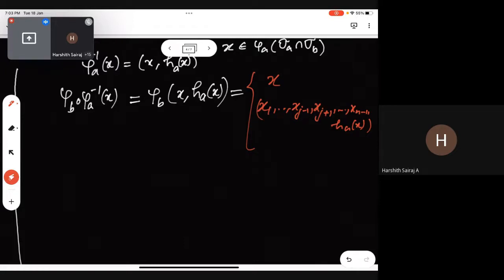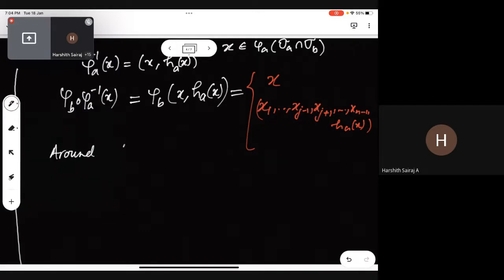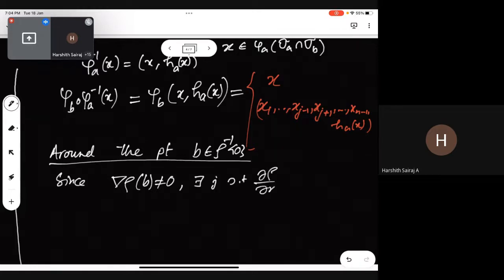Around the point B, maybe I should explain a little bit here. B is in Rn, right? So what happens around the point B? Since the gradient of rho at B is also non-zero, B belongs to rho inverse 0. So this implies there exists J such that del rho by del xj at B is not equal to 0, right?